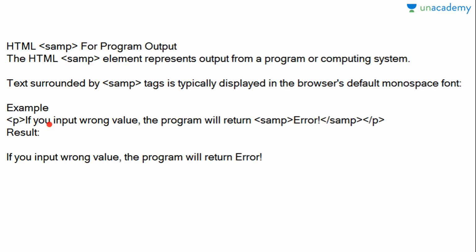We use the p tag: If you input wrong value, the program will return SAMP error, SAMP close, p tag close. And the result will be: if you input wrong value, the program will return error. So this is the output of the following program, and you can use the SAMP tag in your own notepad and then see how the code output of a programming code is given by the SAMP tag.